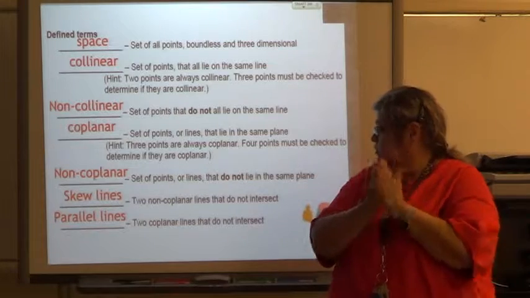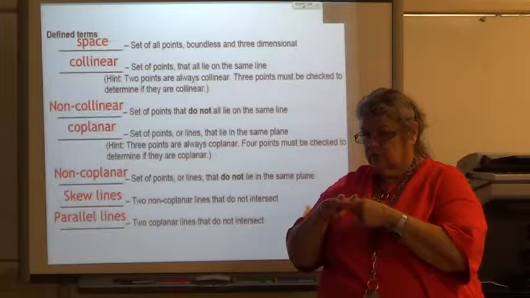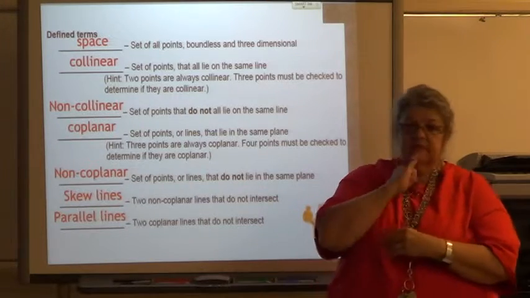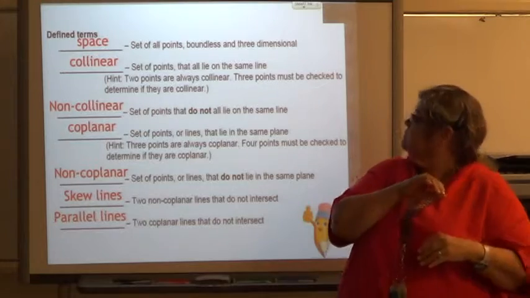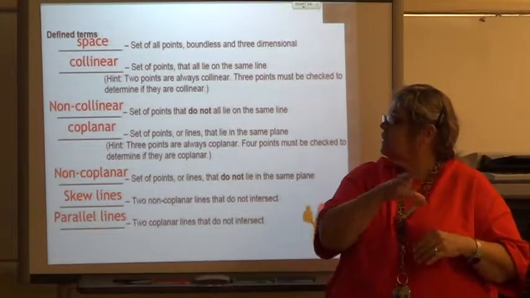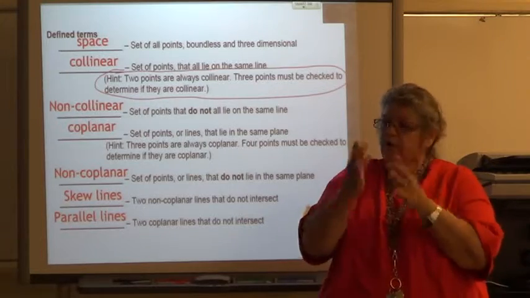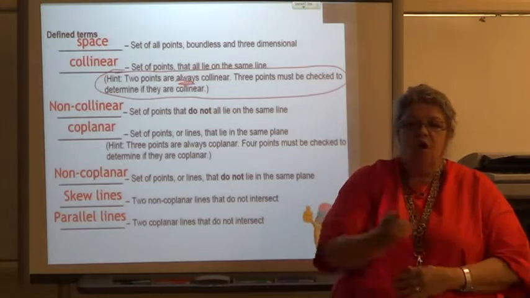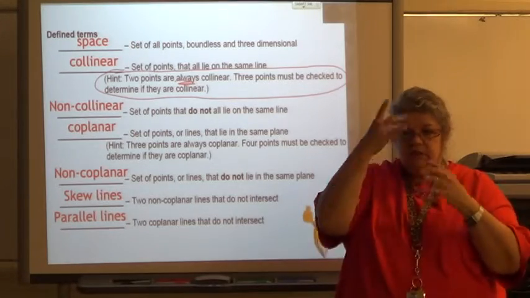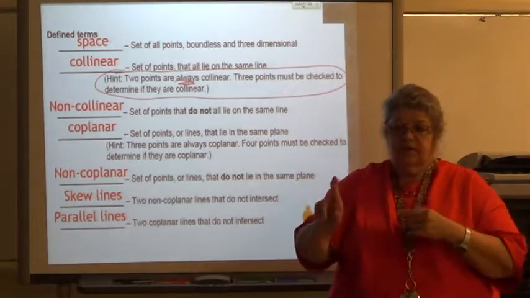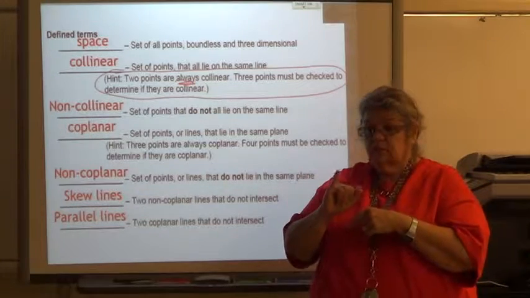Now here's some vocabulary terms you need to write in your notebook. Space is a set of all points, boundless and 3-dimensional. Collinear is a set of points that all lie on the same line. And notice your hint here. This is very important. 2 points are always collinear. 3 points must be checked to determine if they are collinear. Non-collinear is a set of points that do not all lie on the same line.